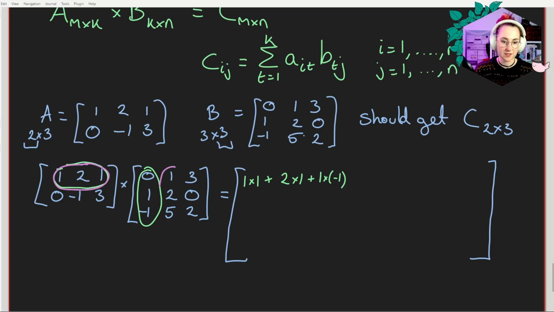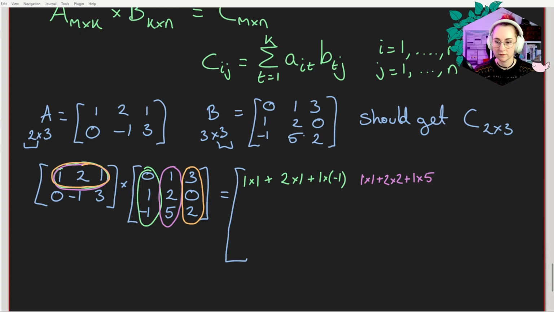I definitely don't have enough colours to actually do this, but we'll do the same thing again. So it's 1 times 1, add 2 times 2, add 1 times 5. You don't have to circle it every time as well. One times 3, add 2 times 0, add 1 times 2. Okay, so just moving down.